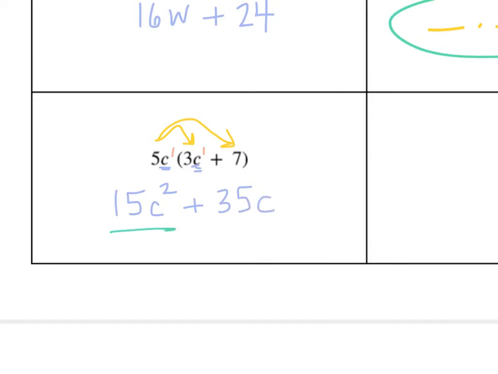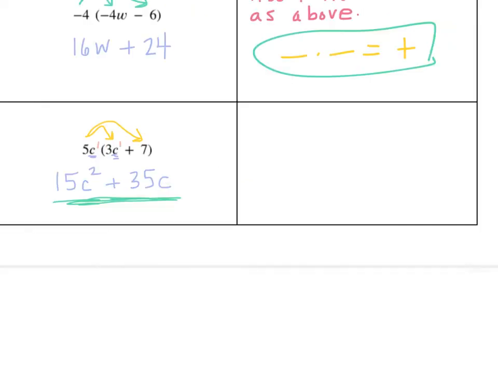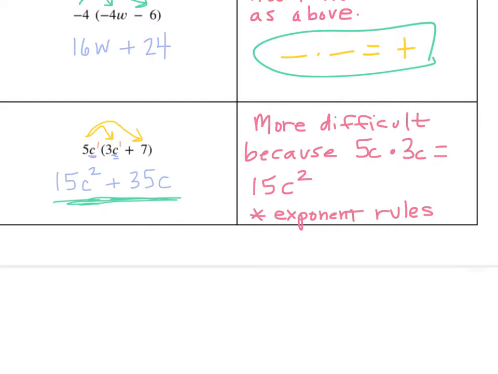Now these are not like terms. To be like terms, they have to have the same variable and the same degree or the same power. So this one was a little more difficult because we had to know that when we did c times c, it becomes c squared. Okay, so I'm making a note something like that. It's more difficult because of those c's, and then 15c squared, that's one of our exponent properties. It's the product of a power. Okay, so let's move on to the back.